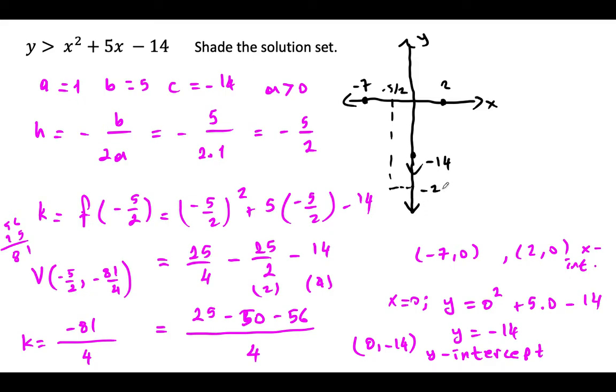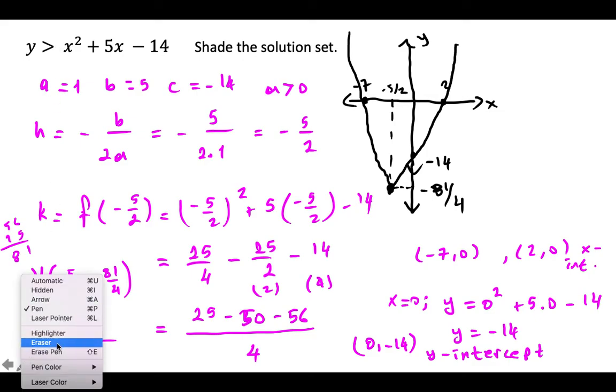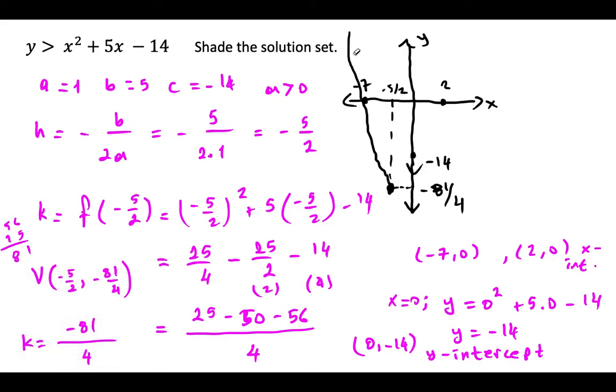Approximately we are saying negative 81 divided by 4. So now the function is passing through the y-axis here and here. So like a parabola we have to draw. But I made one small mistake, have you seen? This is just greater than, so I have to draw a dashed line. So let me clean this and draw a dashed line.